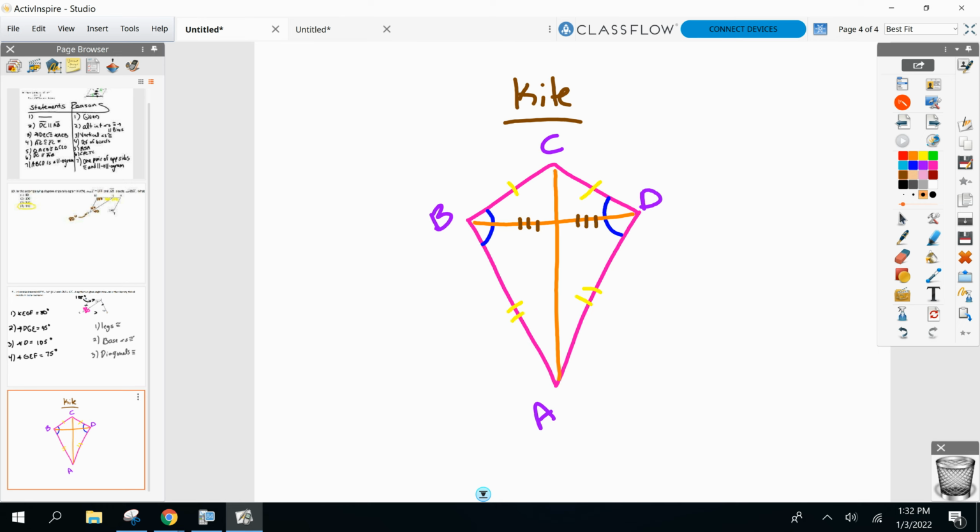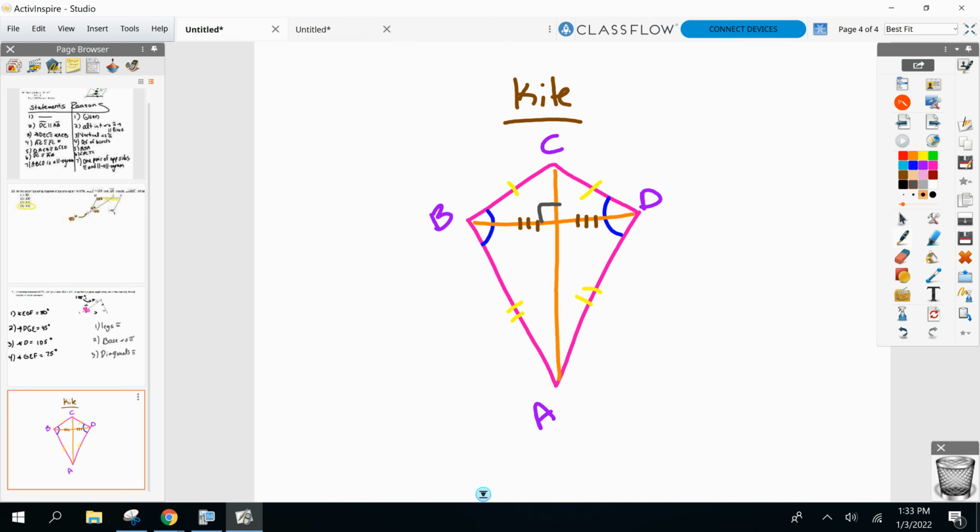And one other key piece. Huge. The diagonals are perpendicular. Why do I say that's huge? I form a right triangle. What theorem have we been using this entire unit if I have a right triangle and a couple sides?